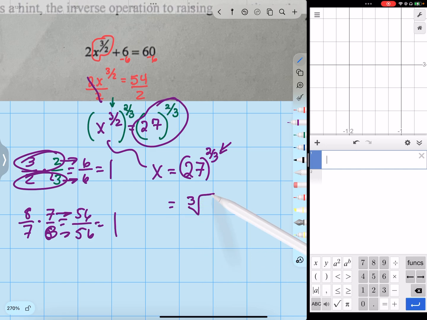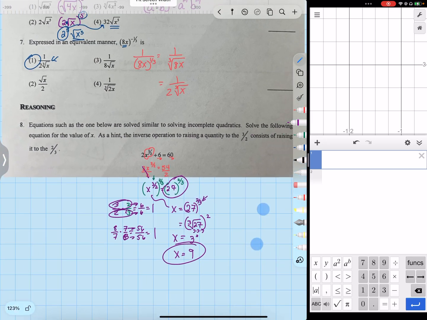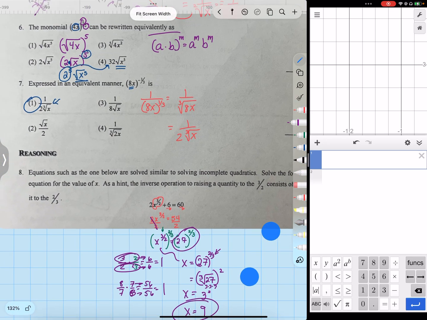But again, we just been talking about that. The 3 means cube root me. The 2 means square me. So I cube root first because it makes my number smaller. Cube root of 27 is 3. Remember, it's 3 times 3 times 3. And then I have to square it. So I get a 9. 3 times 3 is 9. And I'm done. Right? Not too bad.